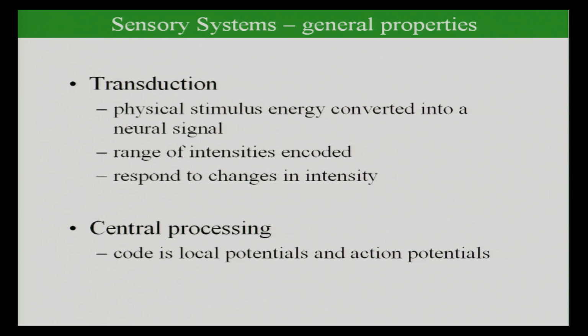And the rest of your brain is about producing signals in terms of the local changes in voltage in membranes and the action potential codes across these different neural pathways. And that's what we'll call central processing.